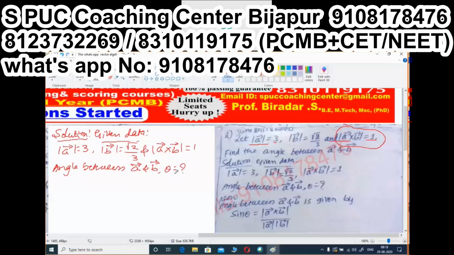As I stated, the question comes whether we shall use sin theta or cos theta. For this case he has given modulus of a vector cross b vector, so definitely we use the sine of the angle between them. If it is a dot b, then you compulsorily use cos of the angle between them, cos theta.